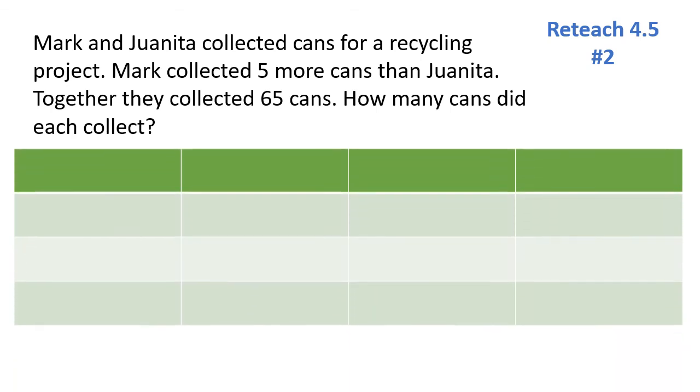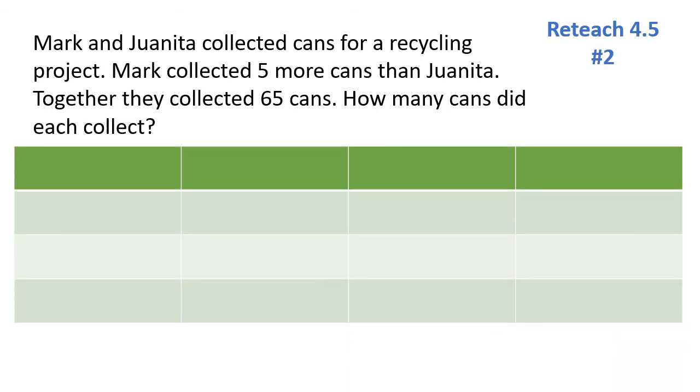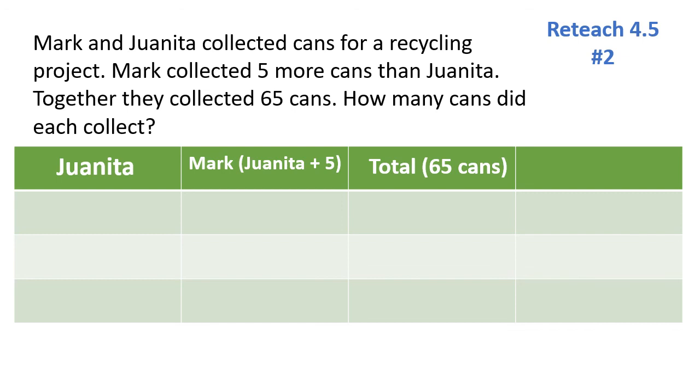Well, I will start you off with a chart. You will need a column for Juanita, a column for Mark, and remember his number is going to be the number of cans Juanita collected plus 5, and then a column for the total. You're looking for 65 cans. And then you can figure out if your answer is correct. And you can then figure out if you need a greater or lesser number to guess next if your guess is not correct.